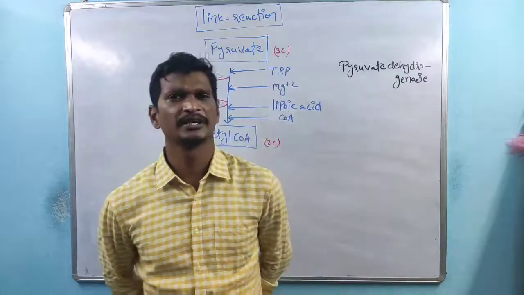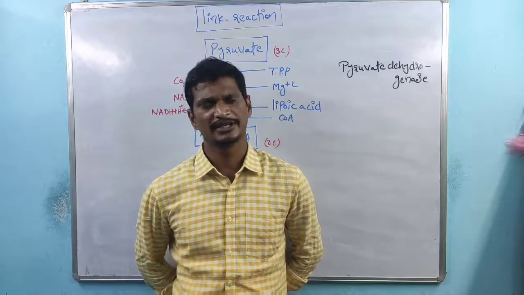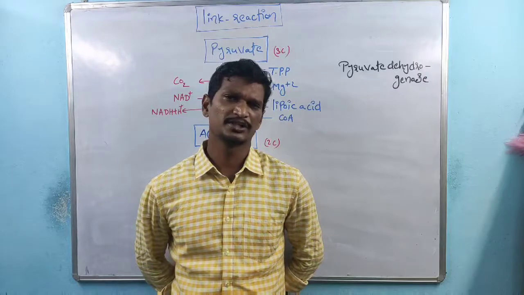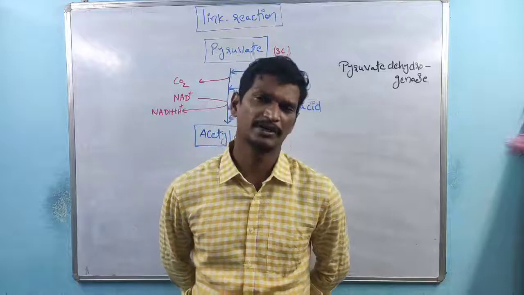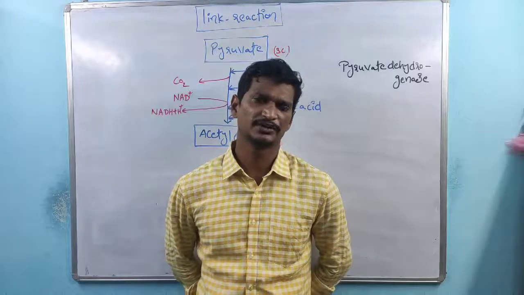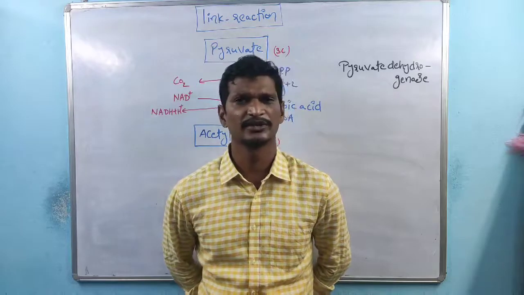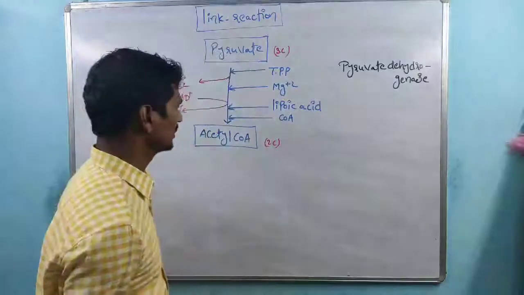The link reaction is done by the pyruvate dehydrogenase enzyme. That one is a membrane-bound enzyme, especially present within the mitochondrial membrane. So within the mitochondrial membrane there is the pyruvate dehydrogenase enzyme. That dehydrogenase enzyme is involved in the conversion of pyruvate to acetyl CoA.